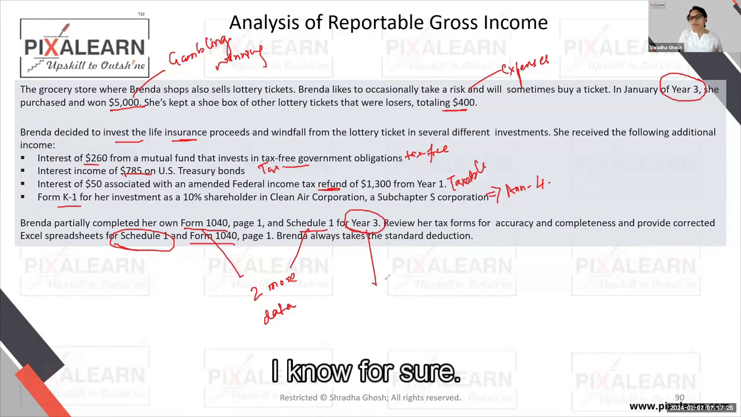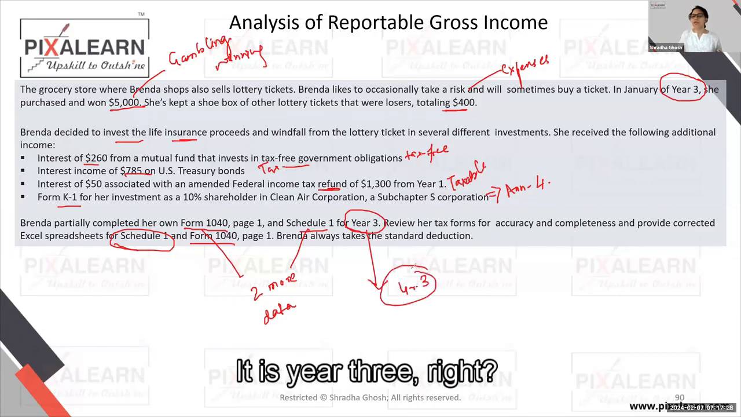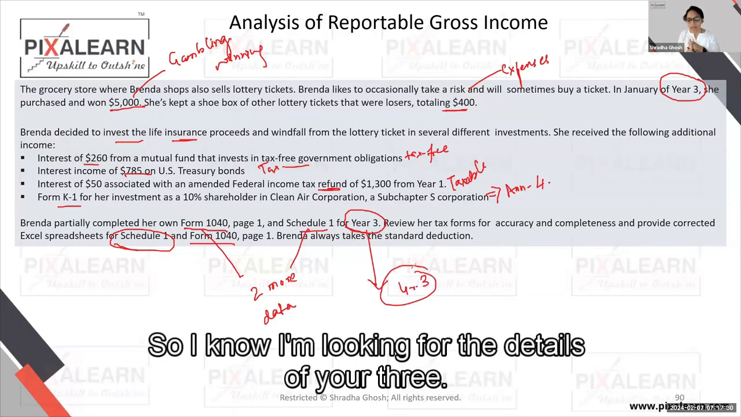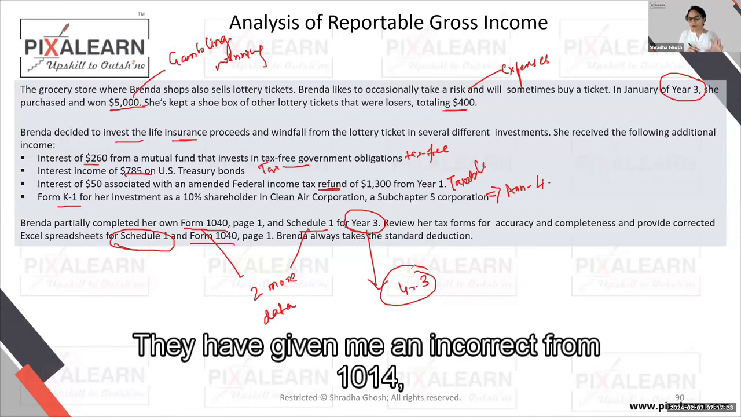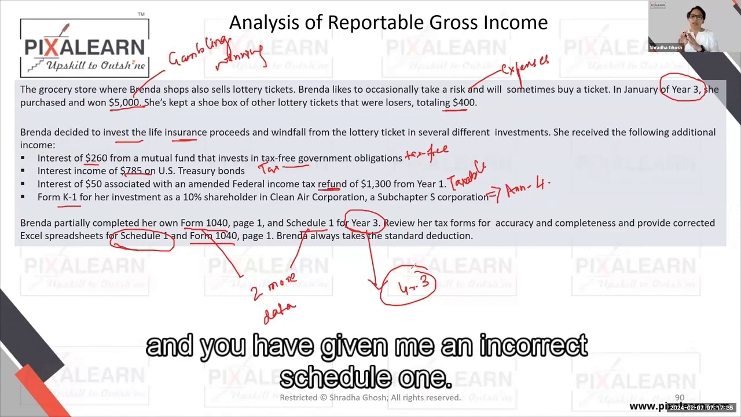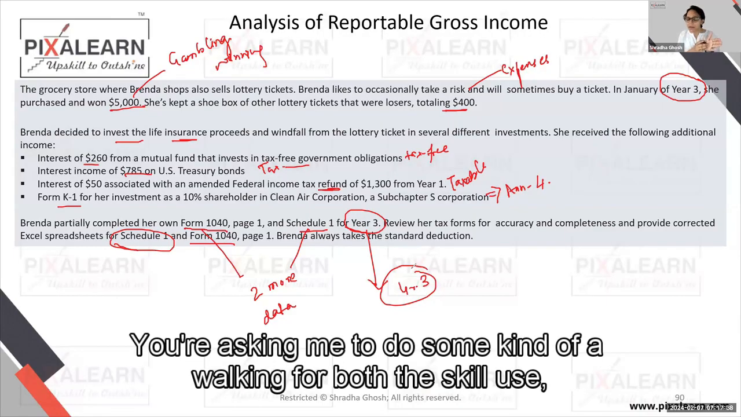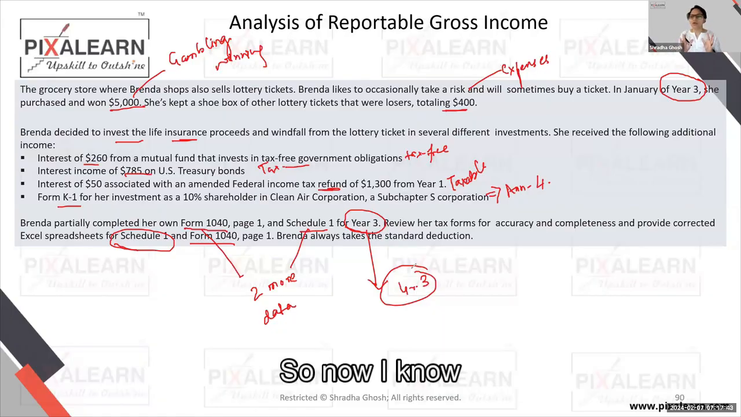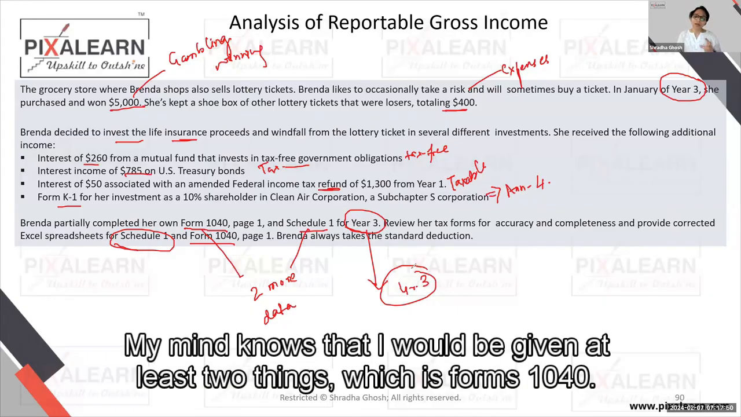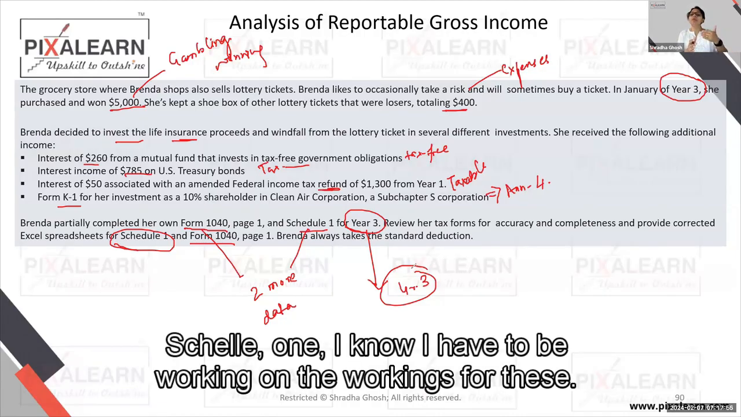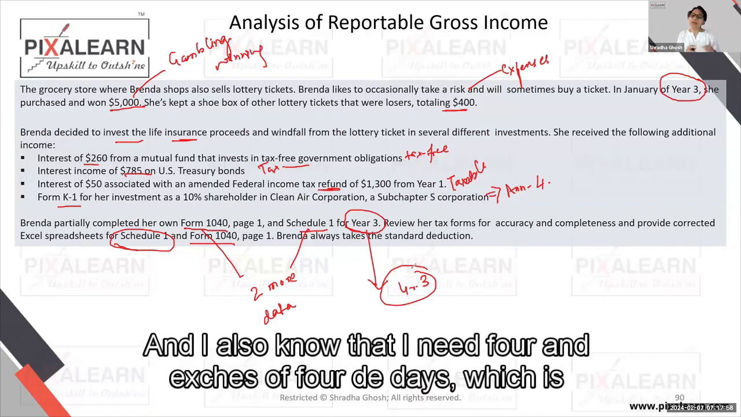Okay, this is now, I know for sure it is year 3, right? So I know I'm looking for the details of year 3. They have given me an incorrect Form 1040 and an incorrect Schedule 1. They're asking me to do some kind of working for both the schedules. That's it. So now I know the structure, right? My mind knows that I'm looking for year 3 information. My mind knows that I would be given at least 2 things, which is Form 1040 and Schedule 1. I know I have to be working on the workings for these. And I also know that I need 4 annexures or 4 details, which is lacking here.